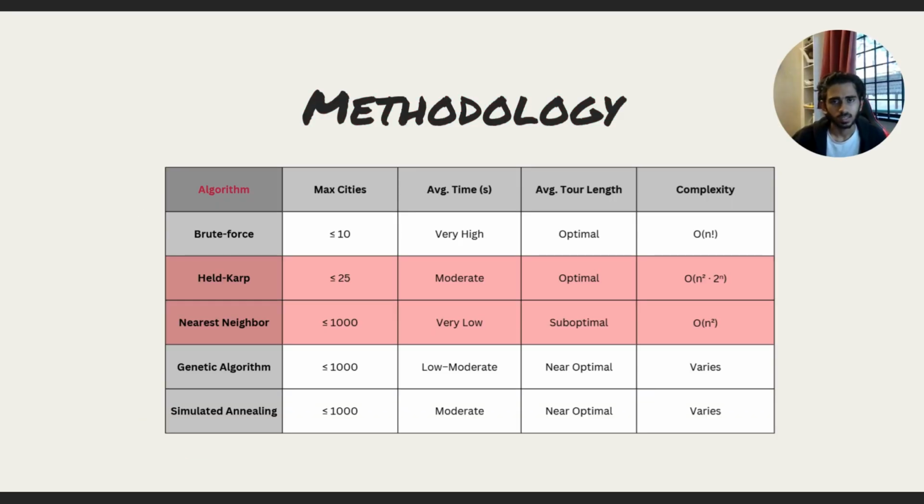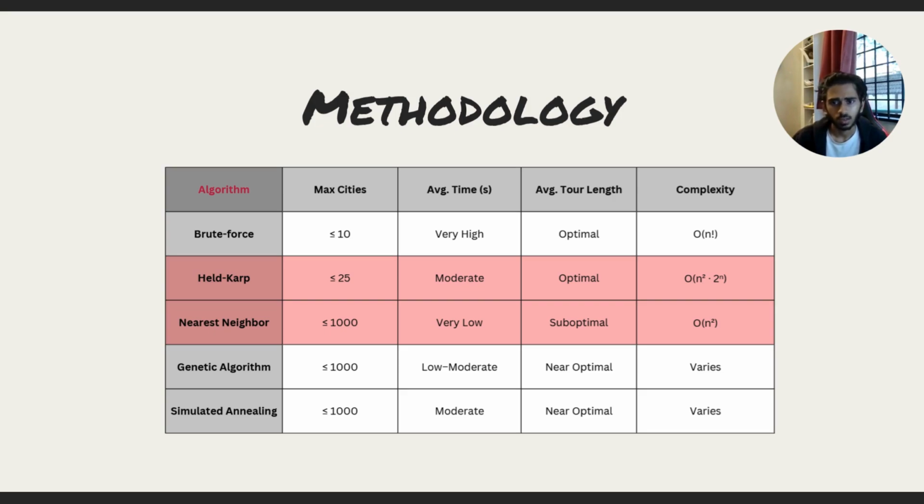Before we started the report, we found the dataset, and now we had to find the algorithm. For TSP, the traveling salesman problem, we have five main algorithms: brute force, Held-Karp, nearest neighbor, genetic algorithm, and simulated annealing. Out of these five, only two were found to be competitive and the best.